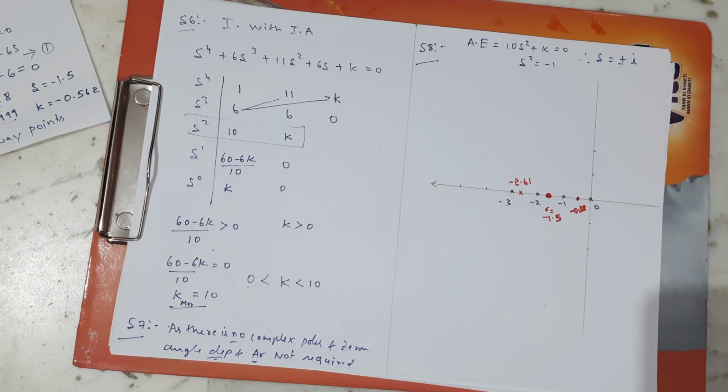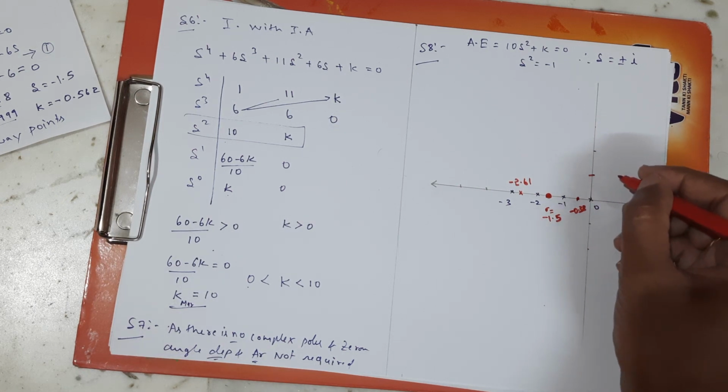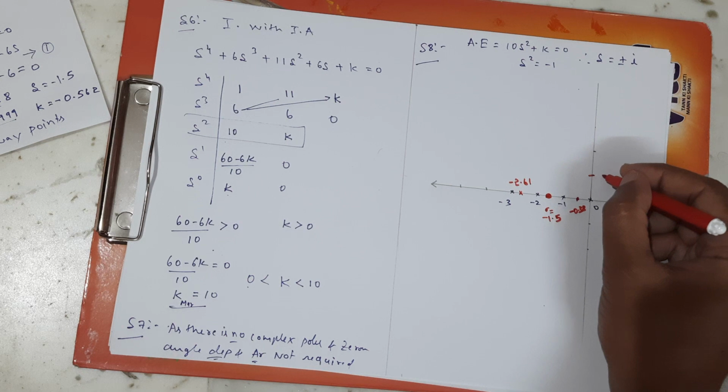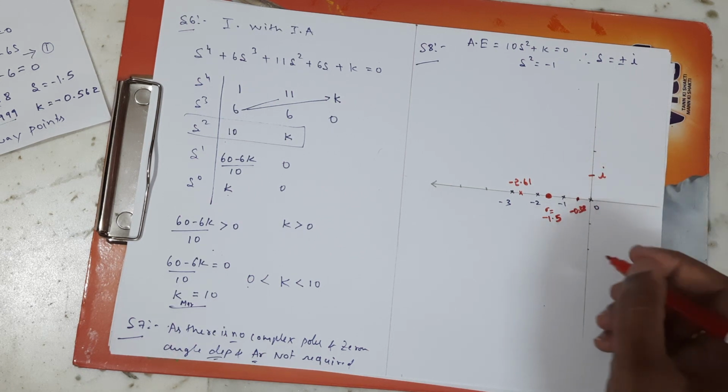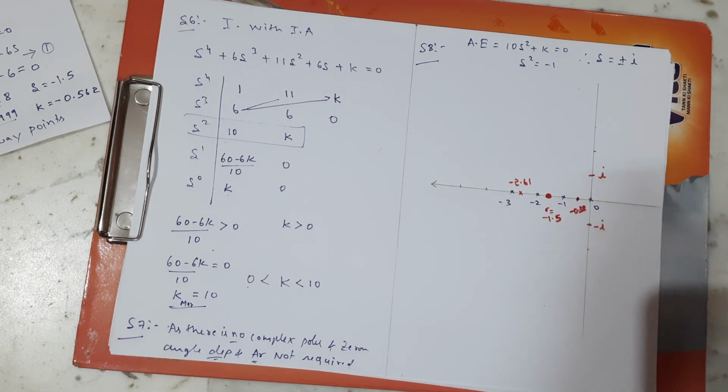Okay, what else we found out? We found out the intersection of root locus with the imaginary axis, that is plus j, and this is a minus j. Okay, plus j and minus j.